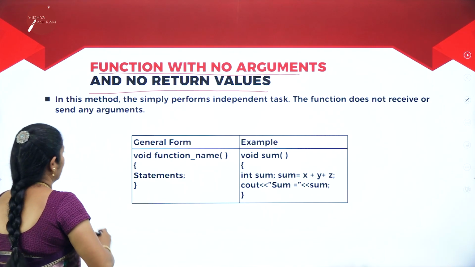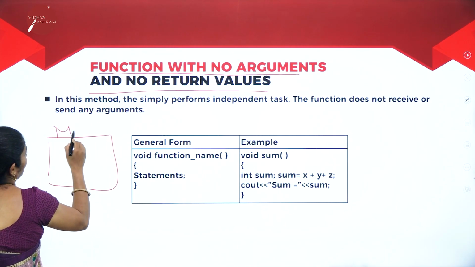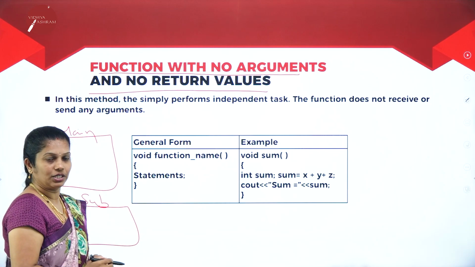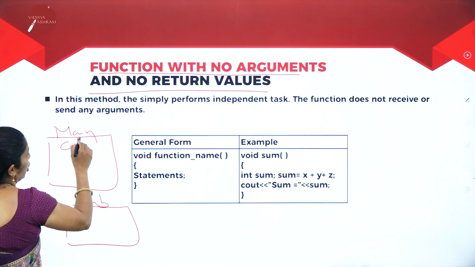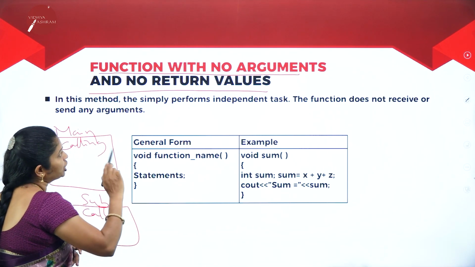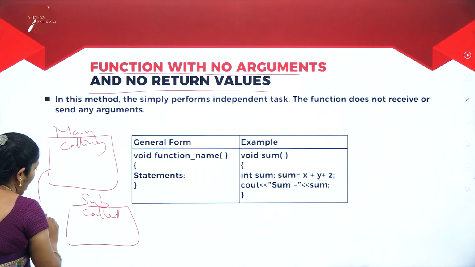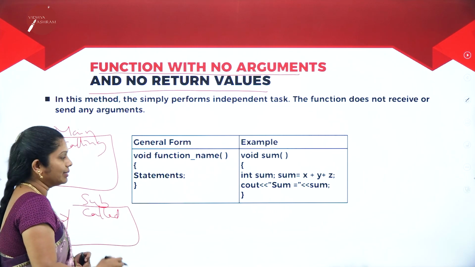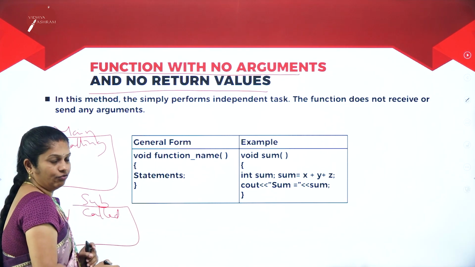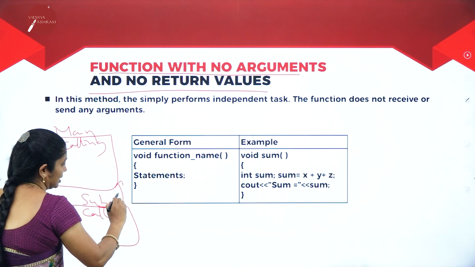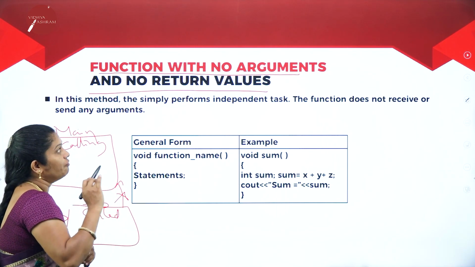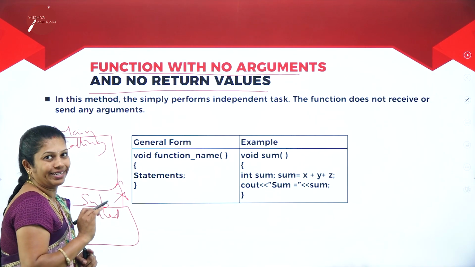What do you mean by this? Consider we have one main program and one more, I am going to call it sub-program. This is also a function, this one also a function. In the main program, I call it the calling function, and the sub-program I am going to call the called function. Functions with no argument means no values are passing from main program to sub-program. And no return value means that no values are passing after calculation in the sub-program. That is nothing but functions with no argument and no return value.